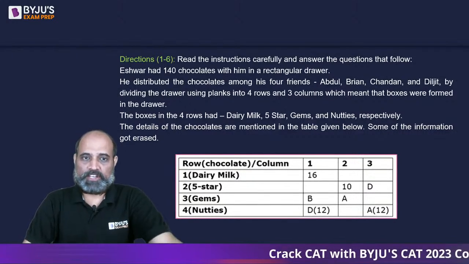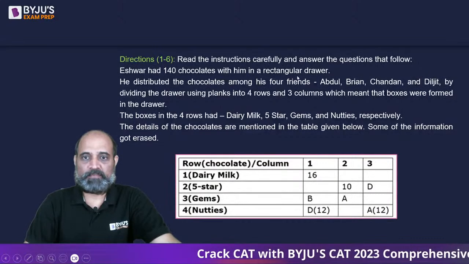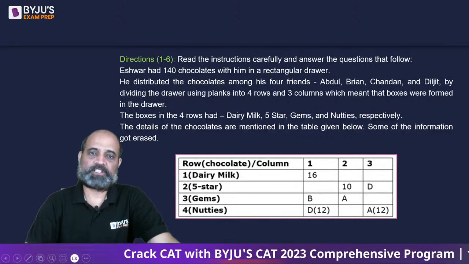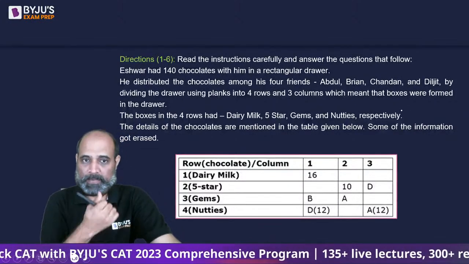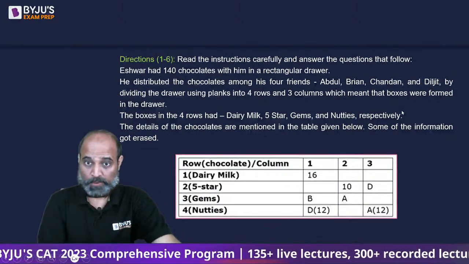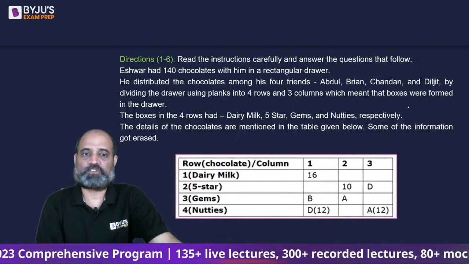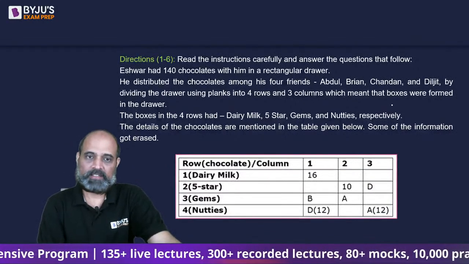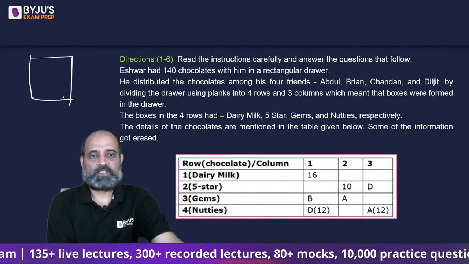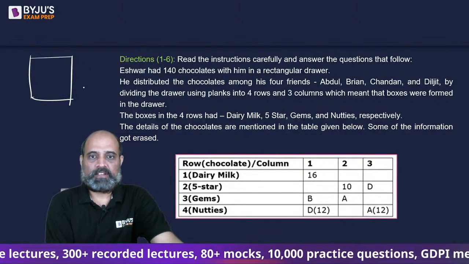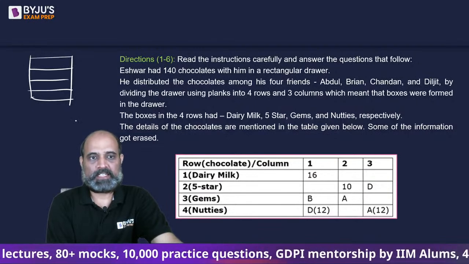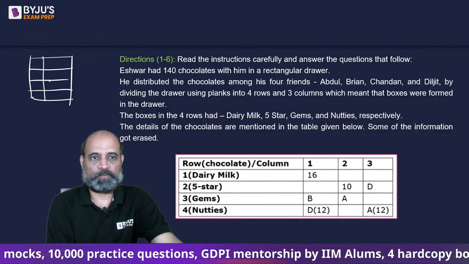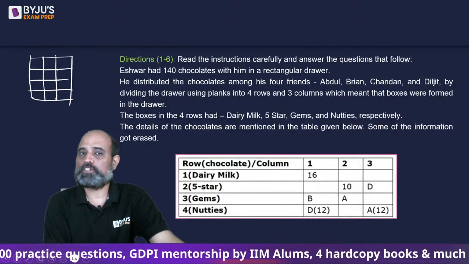So Ishwar had 140 chocolates with him in a rectangular drawer. He distributed the chocolates among his 4 friends Abdul, Brian, Chandan and Diljit by dividing the drawer using planks into 4 rows and 3 columns, which meant that 12 boxes were formed in the drawer. So suppose this is the drawer and using planks into 4 rows, he must have placed 3 planks like this and for 3 columns, 2 planks like this. So this is how the drawer was divided.